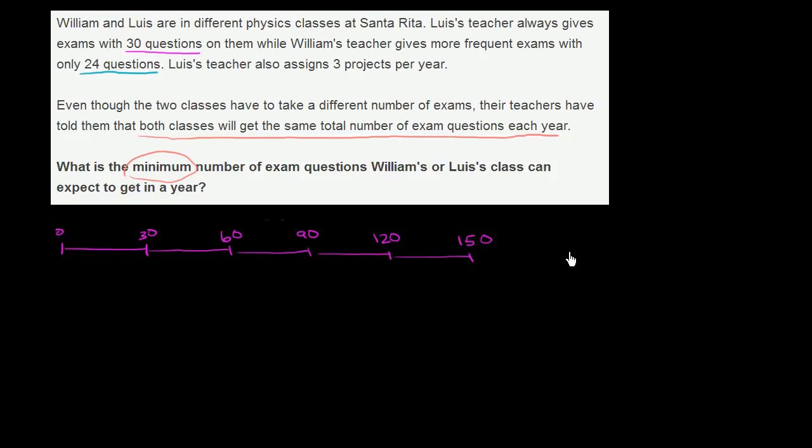And we could keep going on and on looking at all the multiples of 30. So this is probably a hint of what we're thinking about. We're looking at multiples of the numbers. We want the minimum multiples, or the least multiple. So that's with Luis. Well, what's going on with William?